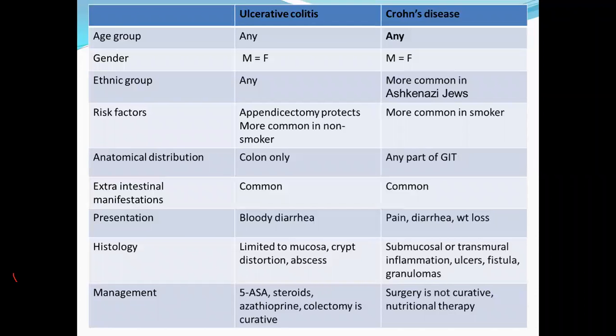So this table is just a representation of the comparisons of Crohn's disease and ulcerative colitis, where we try to compare the two with respect to gender, ethnic group, risk factors, the presentations, the histological presentations, and then manifestations, and then management, because the two can be a bit confusing, but this can help to differentiate the two. This is a further diagram to differentiate the two.